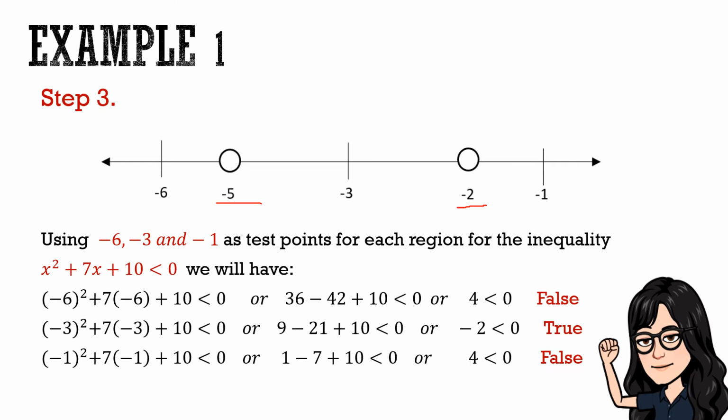Last test point is negative 1. Negative 1 squared plus 7 times negative 1 plus 10 less than 0. Multiply negative 1 two times by itself. So we have 1 minus 7 plus 10 less than 0. 4 less than 0 is false.